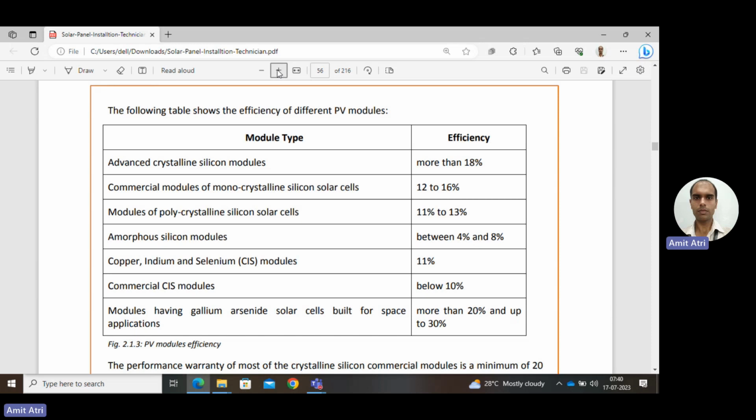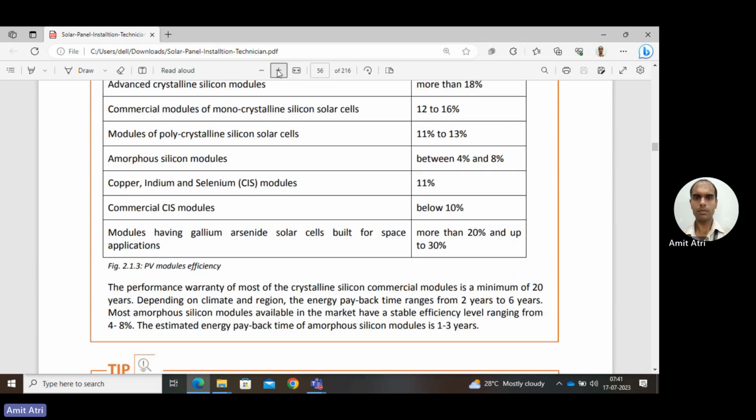Then the high efficiency modules are gallium arsenide solar cells. Usually they are used in space applications, like in satellites, which have this solar module so that the satellite can work. From there it gets the electricity. Their efficiency is very high, more than 20%, and it can reach up to 30%.